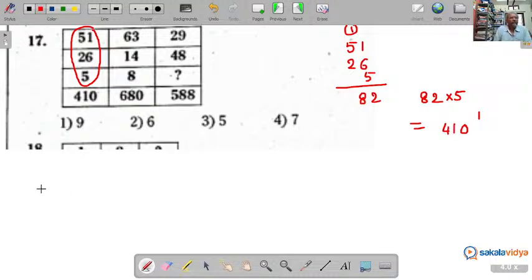Right. So that means actually you can write like this. Solution. What is the solution we can have here? 51 plus 26 plus 5, okay, multiply with this 5.